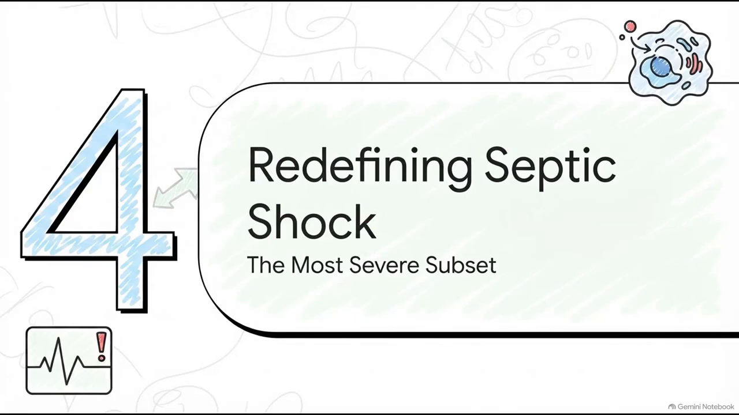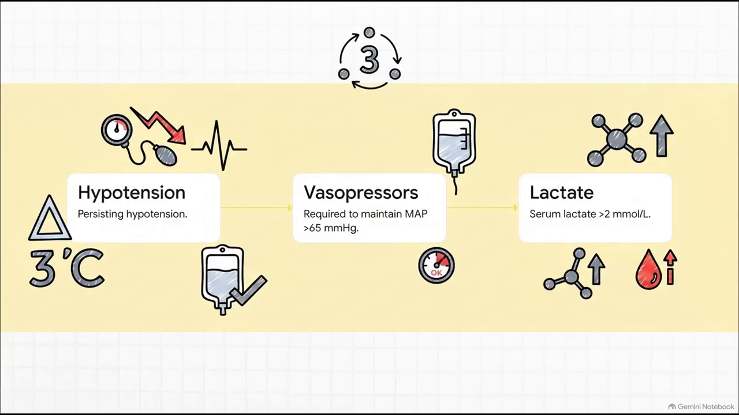Which brings us to Section 4, redefining septic shock, the absolute most severe subset of this condition. Under Sepsis-3, septic shock is strictly defined as a subset of sepsis that features profound circulatory, cellular, and metabolic abnormalities, and it relies on a new rule of 3. You need 3 simultaneous clinical factors: persisting hypotension, a strict requirement of IV vasopressors to maintain a specific blood pressure, and an elevated serum lactate level. And the absolute kicker? All of this must be present in the setting of adequate fluid resuscitation.